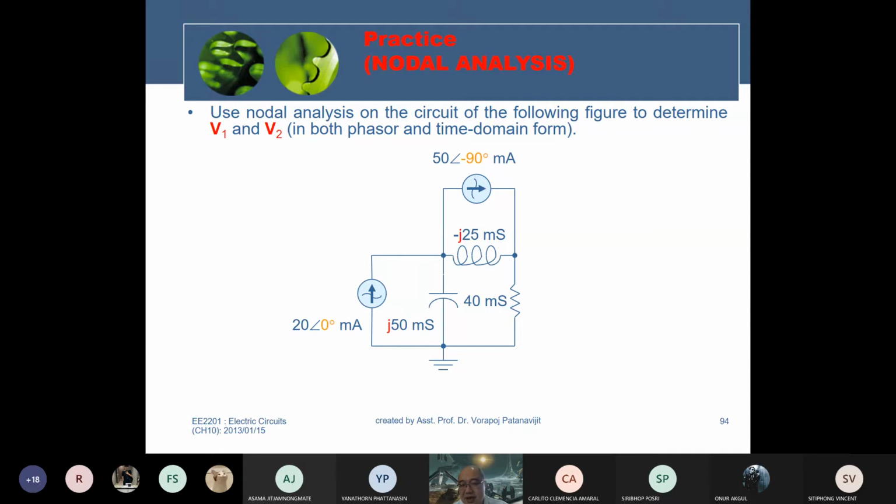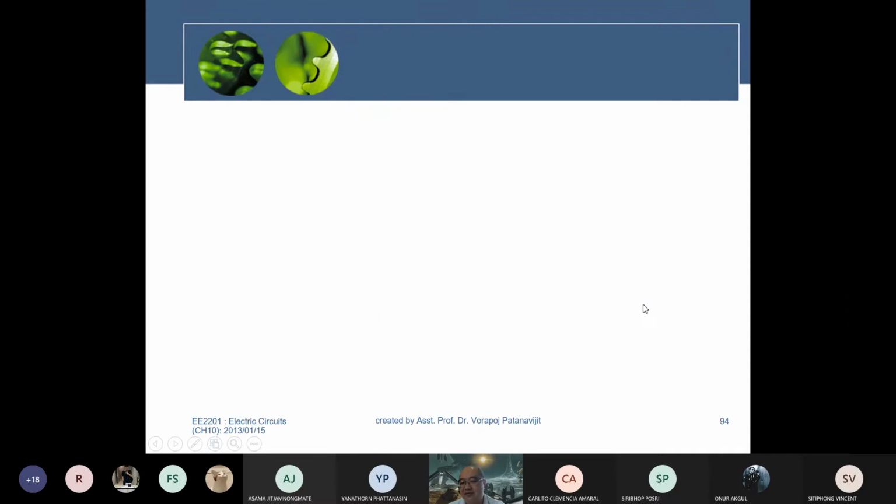4, 3, 2, 1. Using the nodal analysis, analyze that. And the unit is already in the phasor. Be careful about that step.